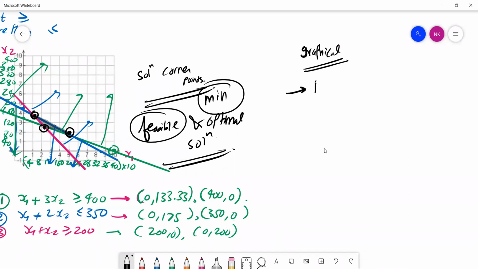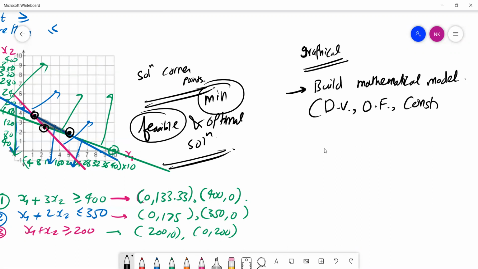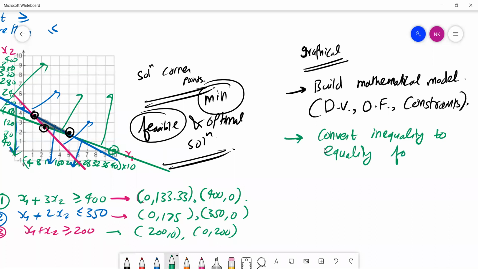So the first step is to build the mathematical model. Once you build the mathematical model, you will be having the decision variables, the objective function, and the constraints. So you will be having these three things with you. Now, after having built the mathematical model, you need to convert inequality to equality for plotting lines.